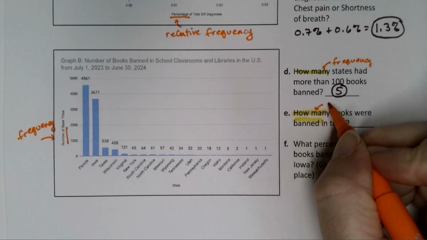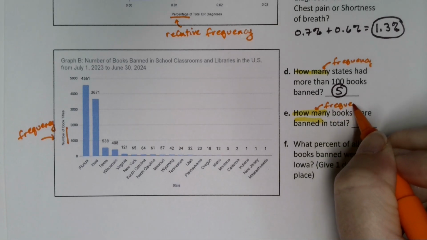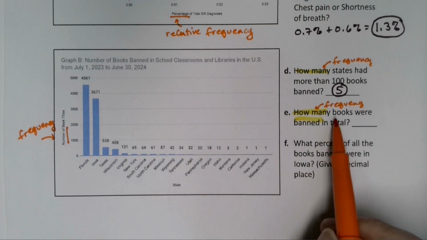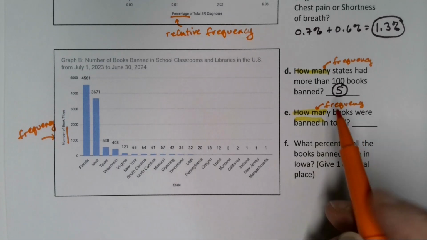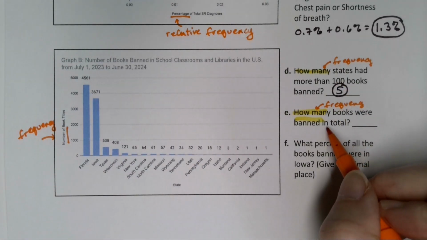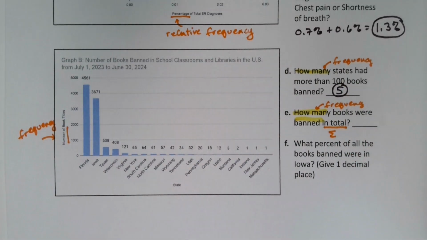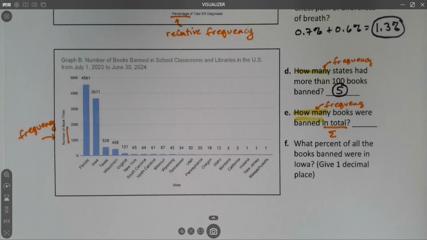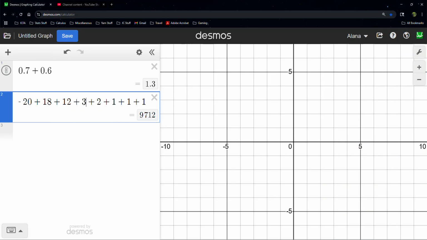So this is again frequency, right? So you're going to add up the frequencies for the whole group because in total means we want the whole sum. We want the whole addition of all of those numbers. Now this is a little tricky because there's a lot of numbers in there. So when you type it into Desmos, you have to be careful as you do it.